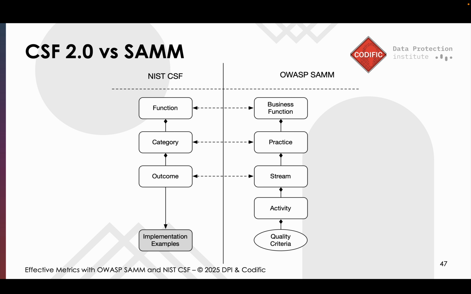Then we have outcomes in CSF, which align closely with streams in SAMM. In both cases, these are risk mitigating measures. The real divergence happens at the lowest level, or the highest level of detail. SAMM provides much more structure here, 3 activities per stream, clearly tied to maturity levels and backed by quality criteria that define what good looks like. CSF, on the other hand, offers implementation examples. These are very helpful, but they are optional and not exhaustive. So the detail and consistency you get with SAMM just isn't there.